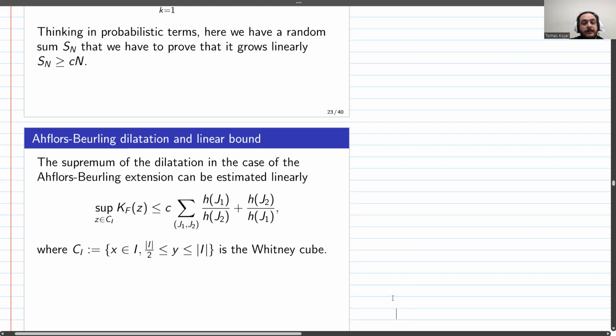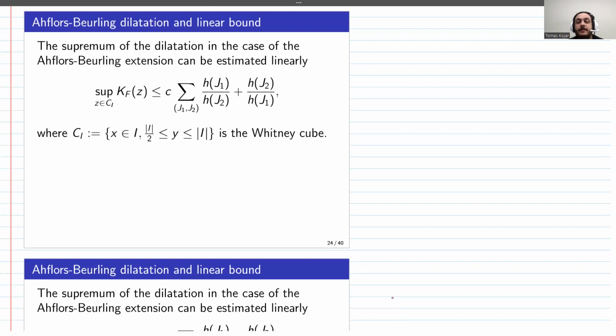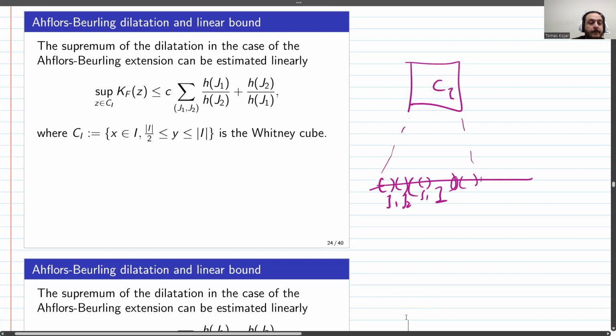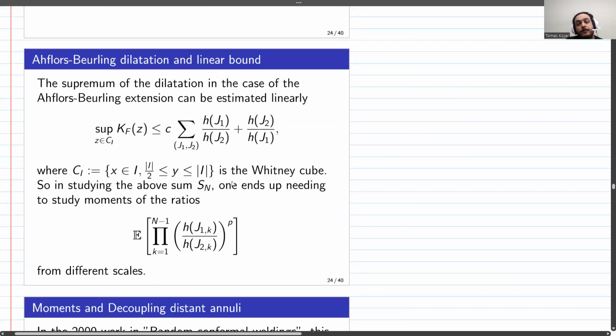Okay, so that's a general result, right? So we have some Whitney square C_I corresponding to some interval I, and we're looking at neighbors J1, J2 that fall within a small neighborhood of this interval I. Okay, so in order to study the sum S_n that we talked about above, we end up having to estimate the supremum of the dilatation. So we have to estimate products of these ratios.